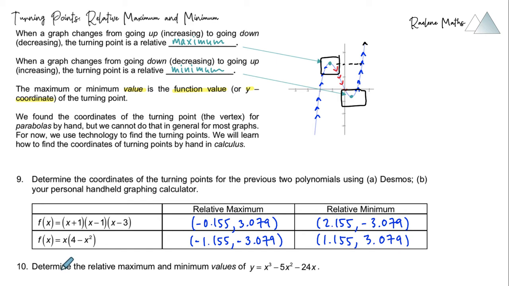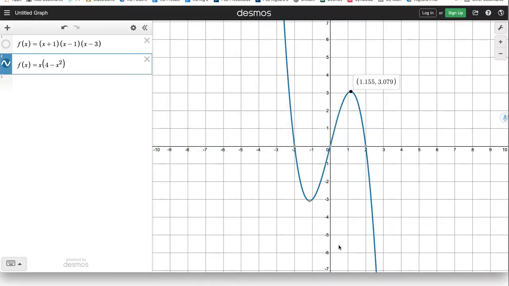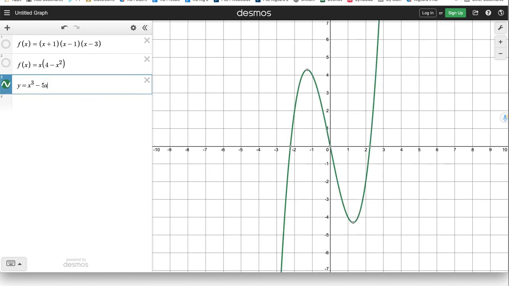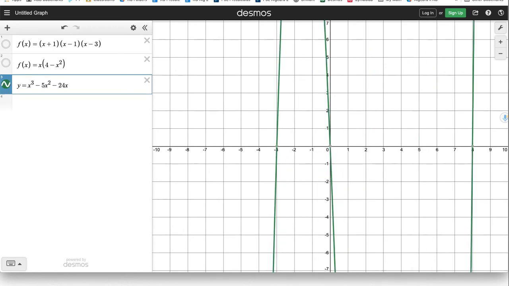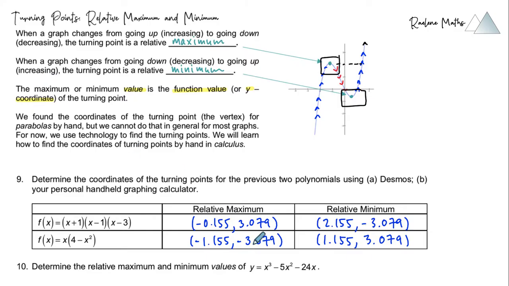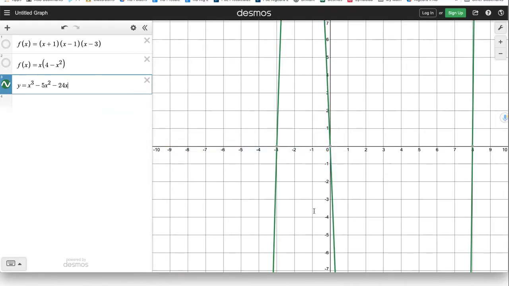Okay, in number 10, we're asked to determine the relative maximum and minimum values of this cubic polynomial. So again, we're not meant to do it by hand, so we will use technology and just type that into, let's say, Desmos. So we have another function. I'm just going to write it as y equals x cubed minus 5x squared minus 24x. Let me just double check that that's correct.